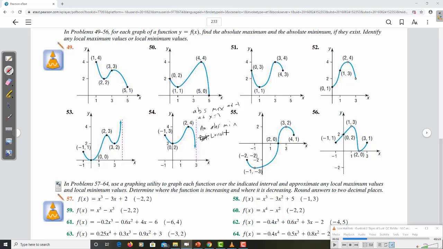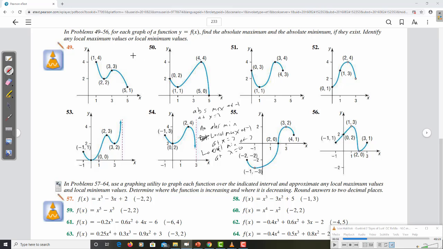They're also called relative maximums and minimums. Local max of 4 at x equal 2. Local minimum of 2 at x equal 0.